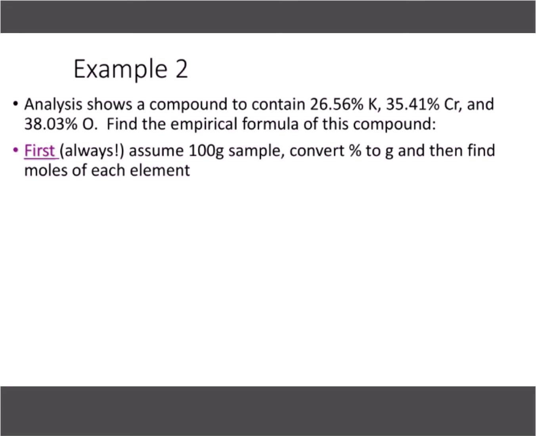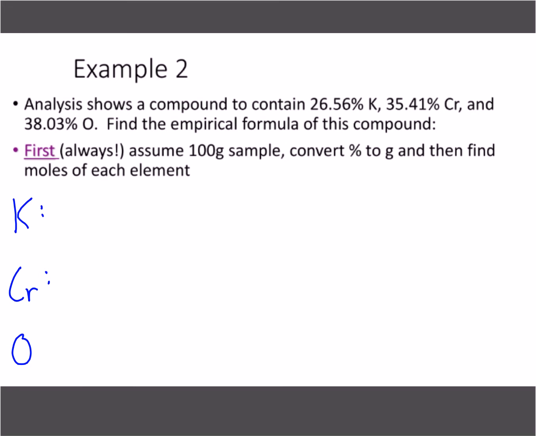Example number 2. Analysis shows a compound to contain 26.56% potassium, 35.41% chromium, 38.03% oxygen. Find the empirical formula for this compound. First things first, from a word problem, what do we do? Write down what we know. So we've got potassium, chromium, and oxygen.